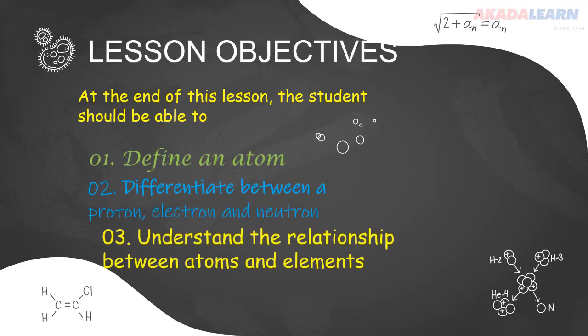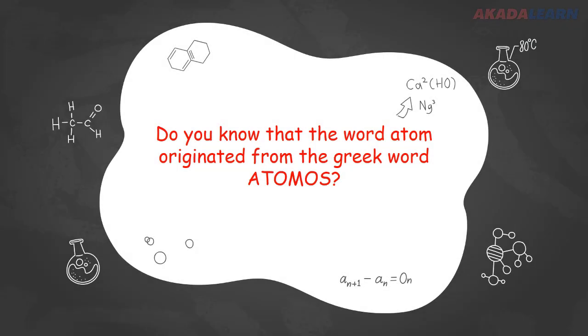Objectives. At the end of this lesson, the student should be able to: 1. Define an atom. 2. Differentiate between a proton, electron, and a neutron. 3. Understand the relationship between atoms and elements. But as a teaser before we go on, do you know that the word atom originated from the Greek word atomos? If you never knew, now you know.